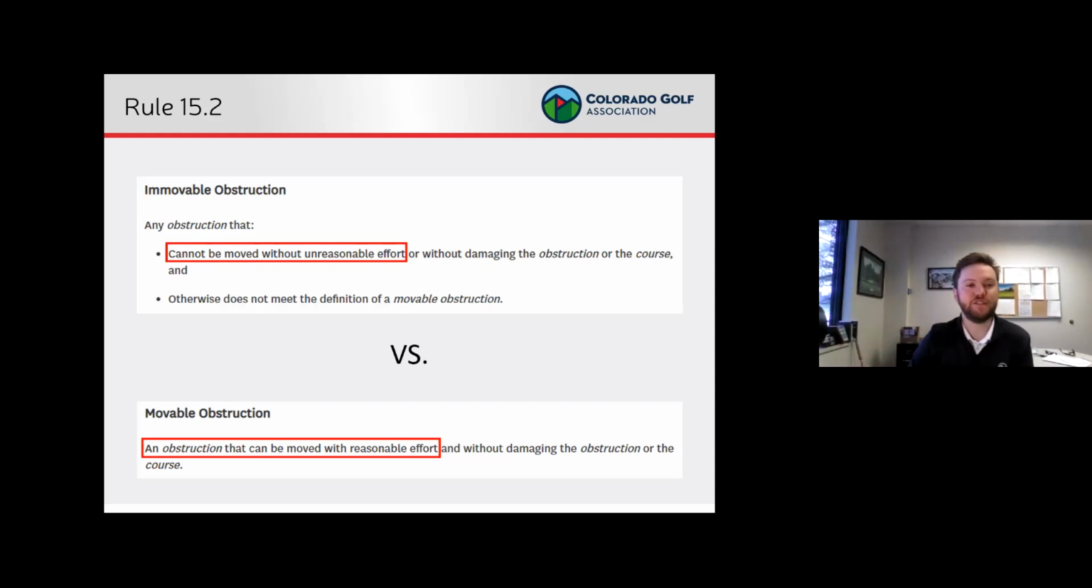Any obstruction fits into one of those two things. No matter what it is, if it's an obstruction, it's immovable or movable. The rules have to organize those and parcel those out to say, okay, well, which rule is going to apply? Because as we'll see, with the movable, you can just move it. And with the immovable, you can't. So you're playing around it, or you're taking relief if it's in your area of intended swing or affects your live ball, which again, we cover more next week.